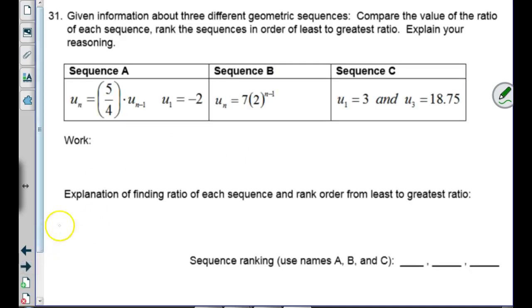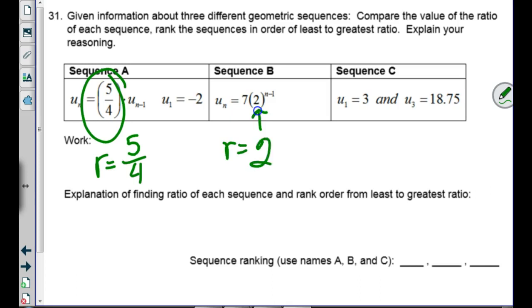This is the one I'm most worried about because it has multiple parts. This says compare the ratios. Here you are multiplying by 5/4 over and over. Here you are multiplying by 2. This would be your R over and over. This is the one where you have to put a missing term in.